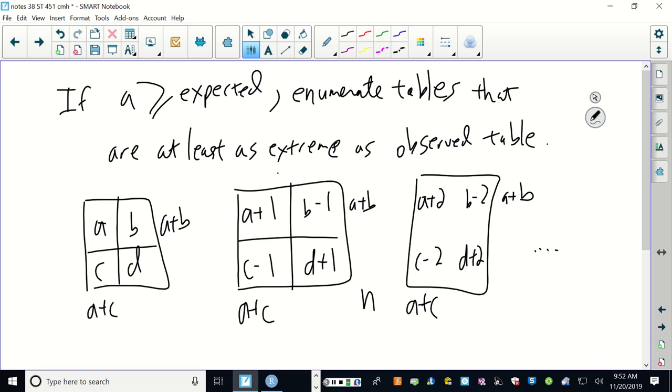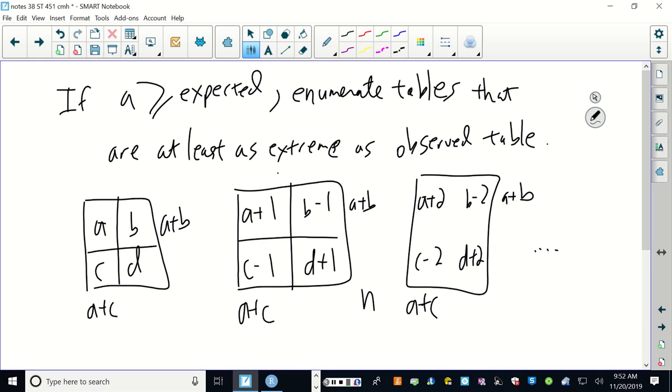At some point, you hit a 0 cell. You keep making this go down, it can't go below 0. So it can only go up so much, and so on. So we have these tables enumerated, and then under the hypergeometric distribution that has these fixed margins, we calculate the probability of every table. Add up all those probabilities, and twice that is our p-value.